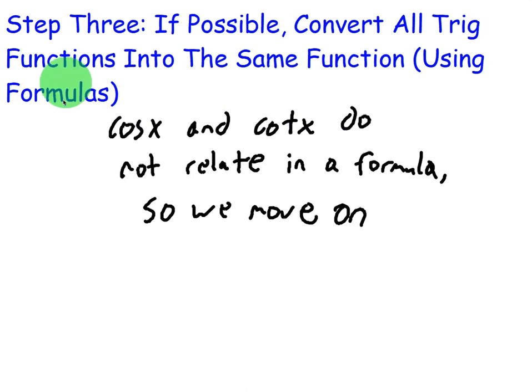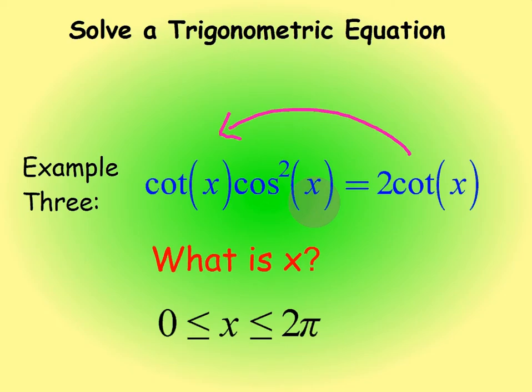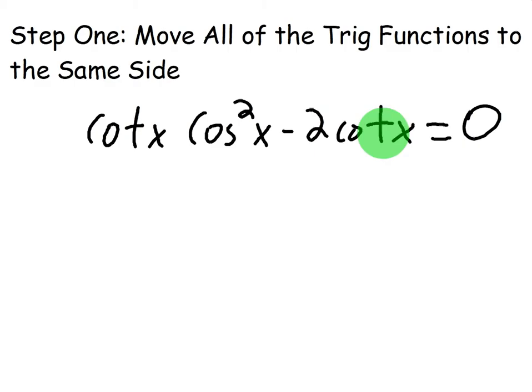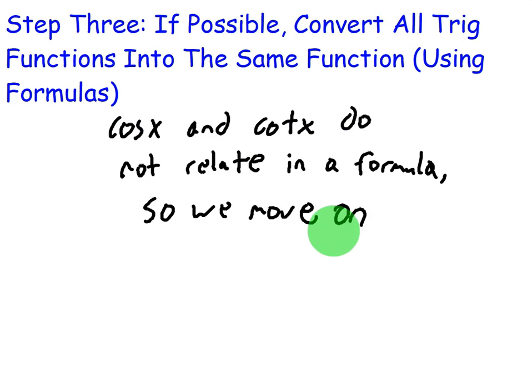Now I'm going to make a note about this. Cosine and cotangent do not show up in the same formula. So we're going to move on. Now, if you don't want to take my word for it, look up quotient identities, look up Pythagorean identities, look up double and half angle formulas. Cosine and cotangent don't show up. And if we try to write cotangent as cosine over sine, it's just going to become more complicated. So we're going to have to move on from this step, which is why it says if possible.